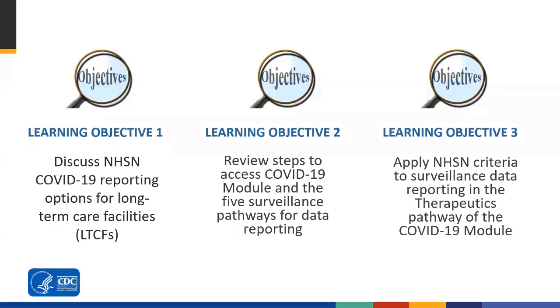So once you're signed into NHSN, you will see a menu on the left-hand side of the page. This is where you will find the COVID-19 tab. If you click on the COVID-19 tab, you'll then see where you can click on daily entry, POC test reporting tool, COVID-19 vaccination for healthcare workers, and COVID-19 vaccination for residents. To find the therapeutics pathway, you'll want to click on daily entry.